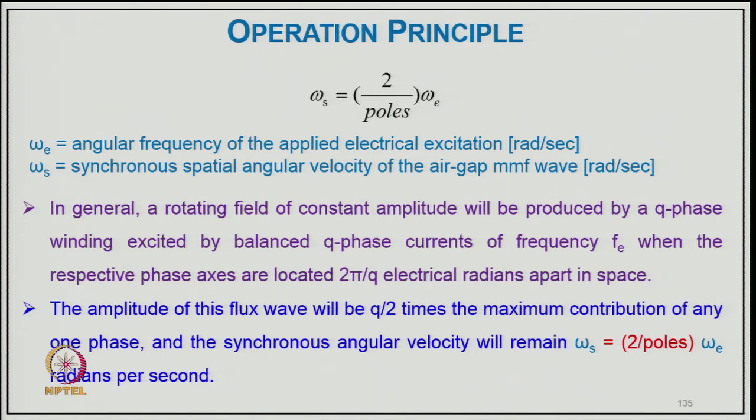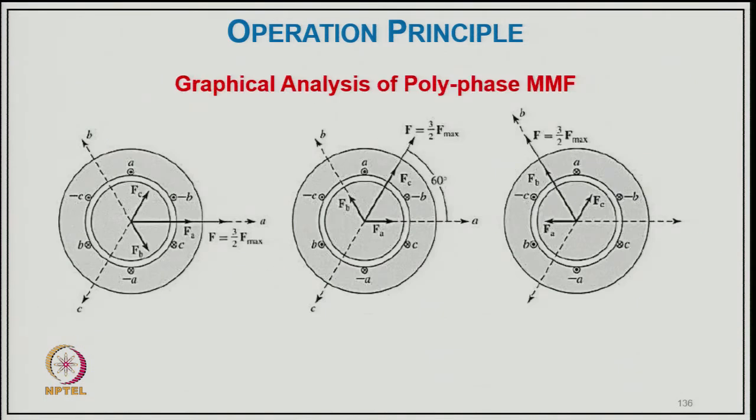In general, a rotating field of constant amplitude will be produced by a q phase winding excited by balanced q phase currents of frequency f_e when the respective phases are located 2π upon q electrical radians apart in space. The amplitude of this flux wave will be q by 2 times the maximum contribution of any one phase, and the synchronous angular velocity will remain ω_s equal to 2 by poles into ω_e radians per second. And this is the graphical analysis of the polyphase MMF wave.